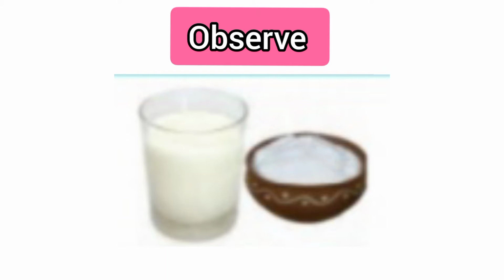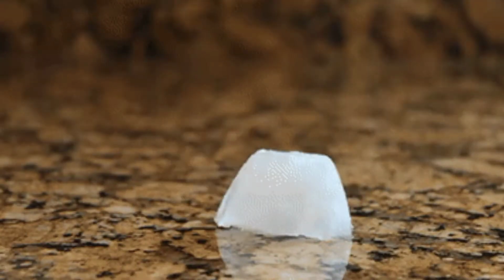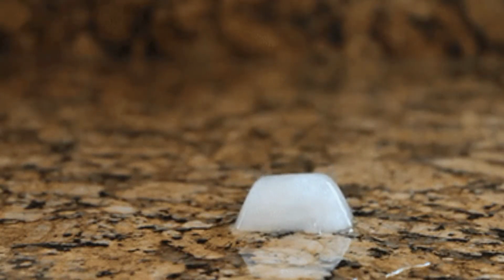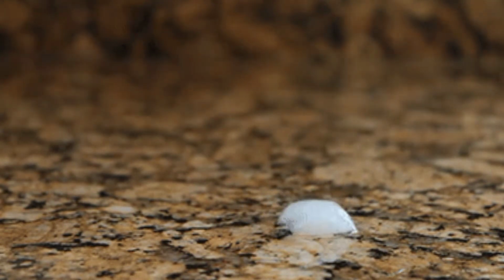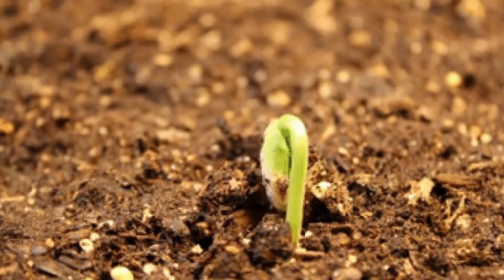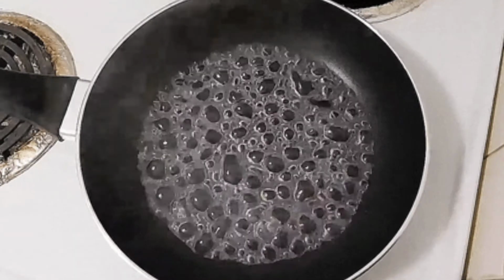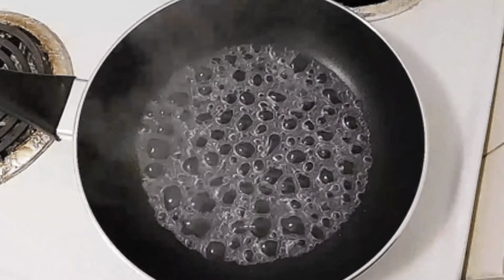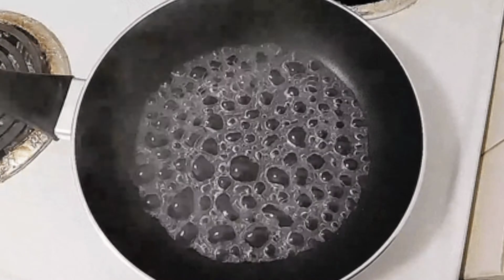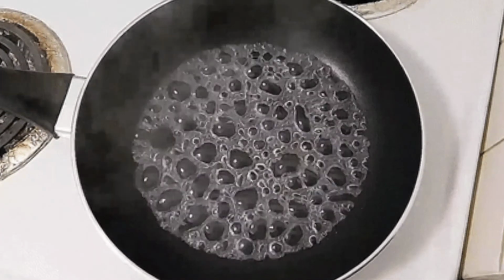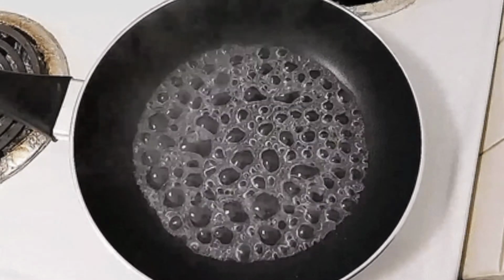In this figure, milk is changed to curd, which is a natural change. Here, ice cube is melting, which is also a natural change. Here, in this picture, seed is germinating, which is also a natural change. Now, in this picture, water is boiling. From that, vapors are coming out, which is a man-made change.